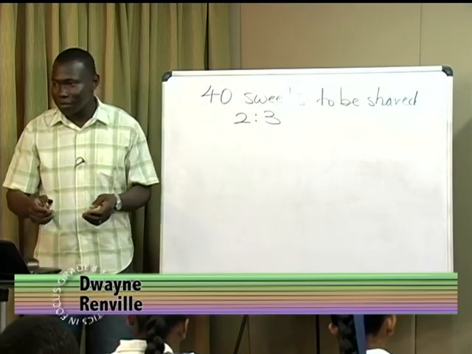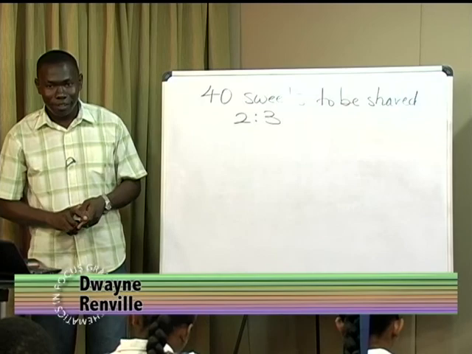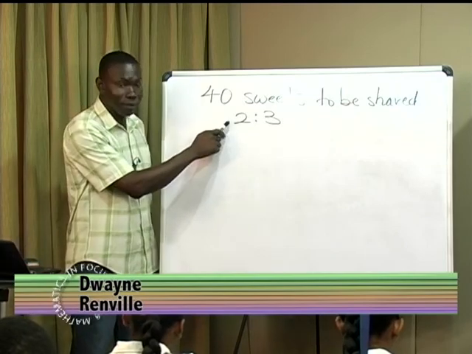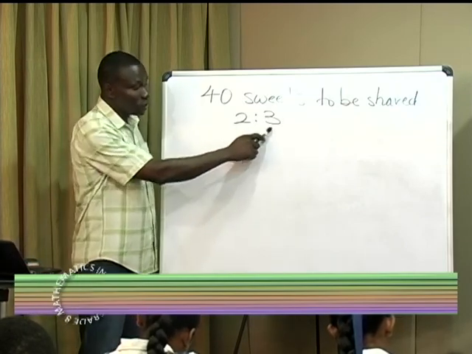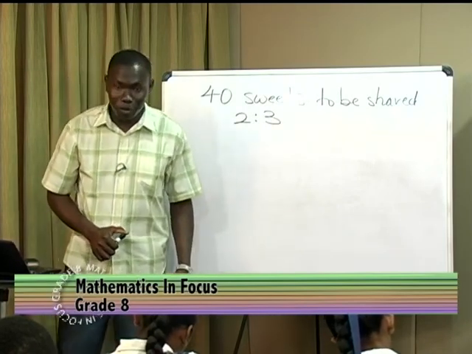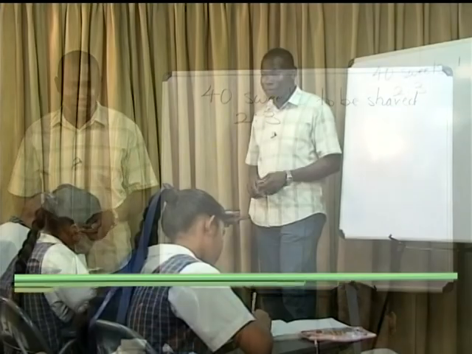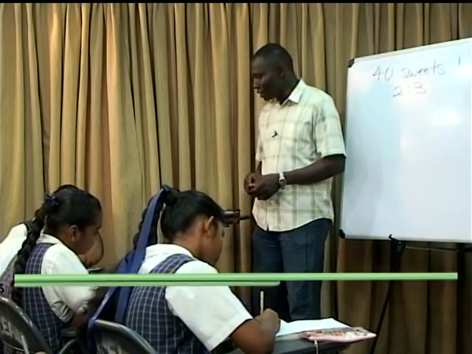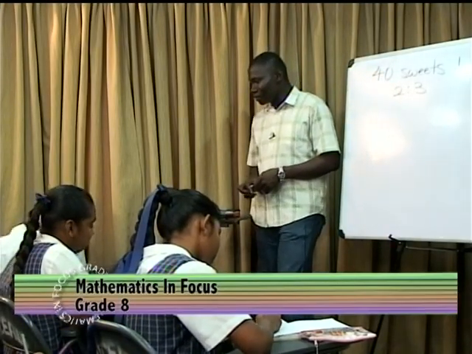Take a few seconds to figure it out. Every time the first one takes 2, the second one takes 3, or they shared it in the ratio 2 to 3. So how many sweets does the first one get, and how many does the second one get? Take a few seconds and put your thoughts together on paper.